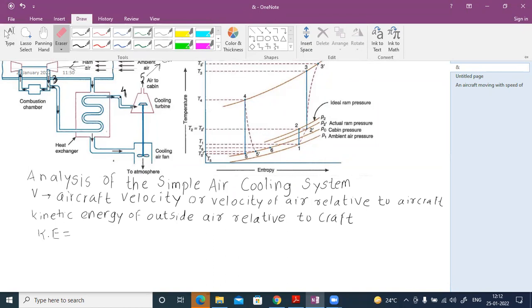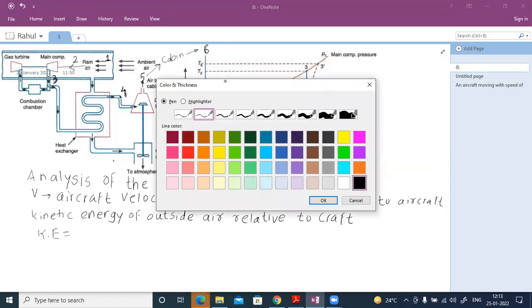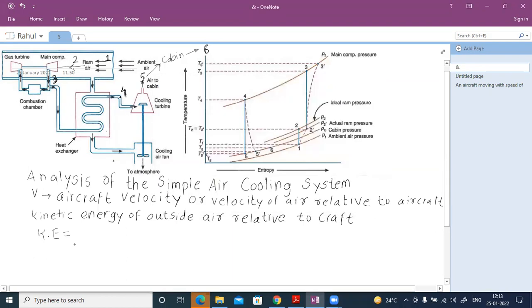Now I'll show you how to write down kinetic energy. All of you know this formula, half into m into v square. Yes, this is the formula for kinetic energy. But mass is 1. If mass is equal to 1, then what formula will you get? We'll get half v square. Is that okay? If mass is 1, we get half into v square.